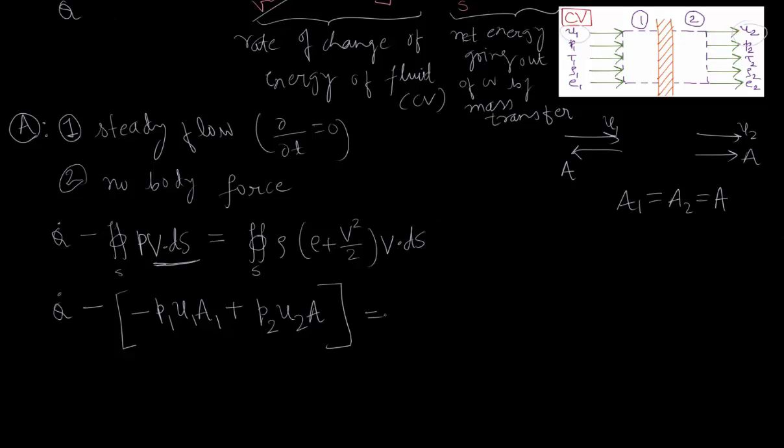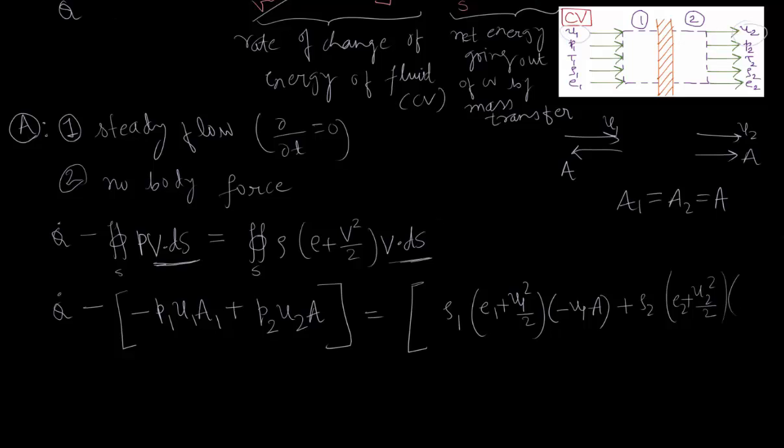which is equal to rho 1 E1 plus U1 square by 2 into V dot ds. Again, there is a dot product, so minus U1 into A plus rho 2 into E2 plus U2 square by 2 into U2 into A.